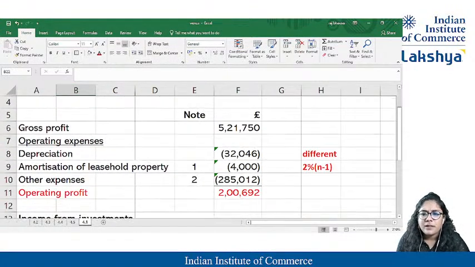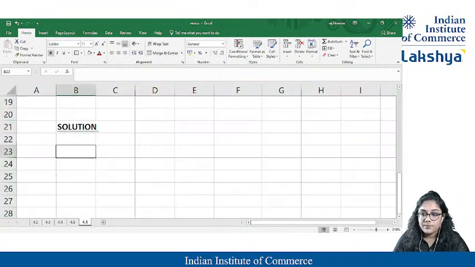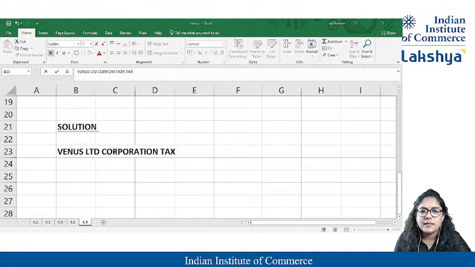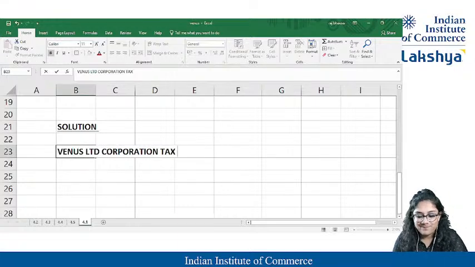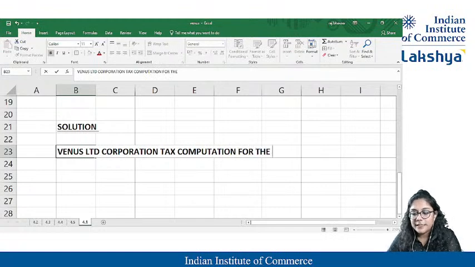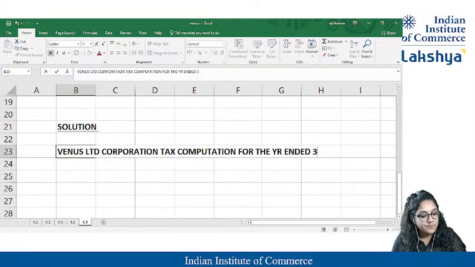Chalo, the first solution. From where do I need to start? We have to start, ma'am, from the operating. So Venus Limited, corporation tax computation for the year that is ended on 31st March 2023. Please write that too.